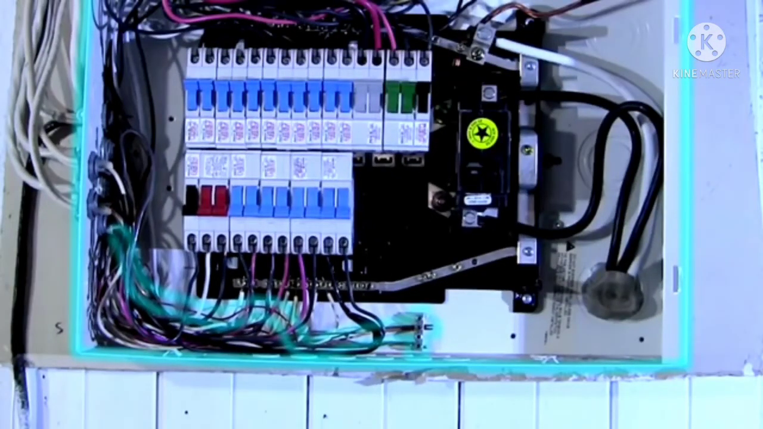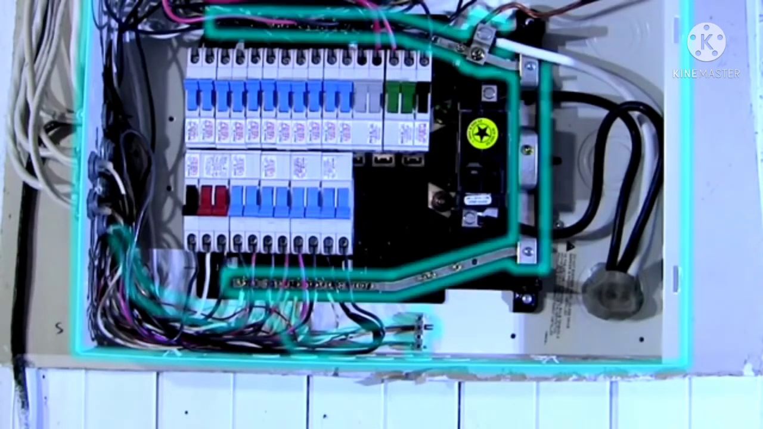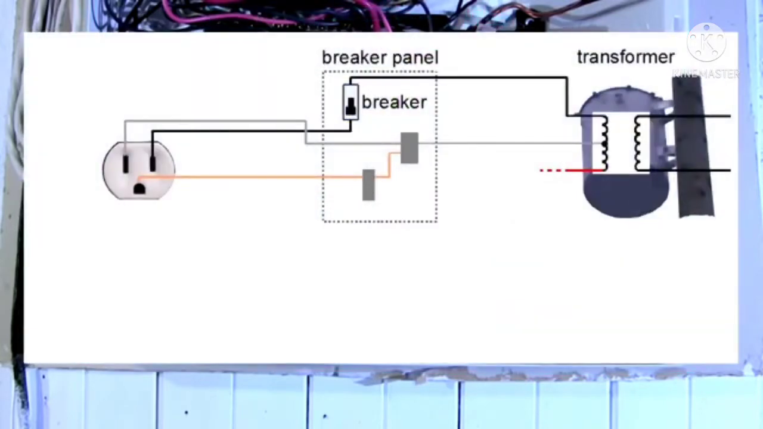So the earth is regarded as a what? Electric sink. It can receive any amount of electrons, but its potential remains zero. So how does earthing help an appliance?